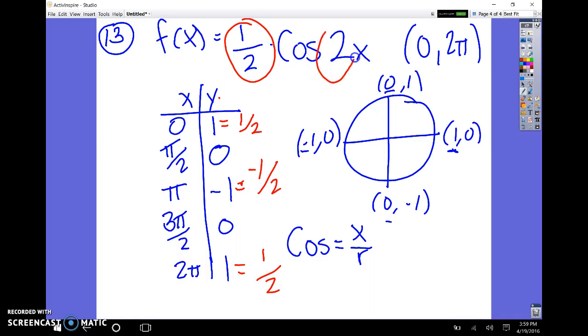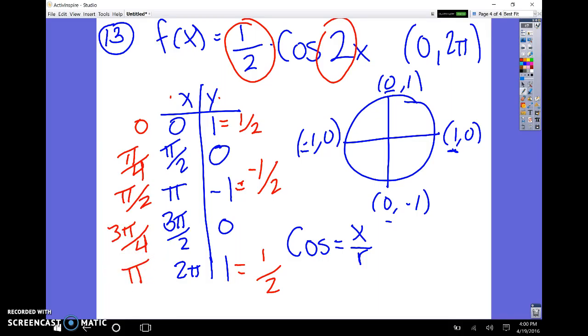Now, with our other transformation, the 2, this is a horizontal shrink of 1/2. So we want to do the same thing on the horizontal axis, and cut everything in half. So 0, he's not going to change. Pi over 2 becomes pi over 4. Pi becomes pi over 2. 3 pi over 2 now becomes 3 pi over 4, and 2 pi over 2 is just pi.